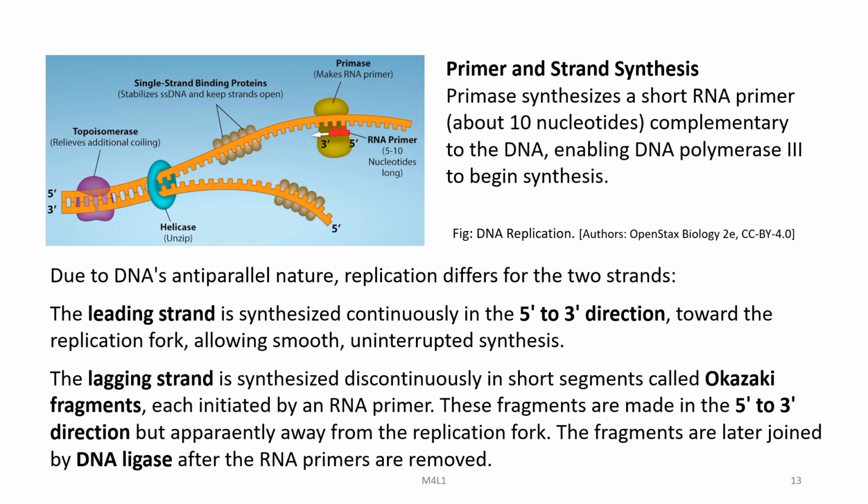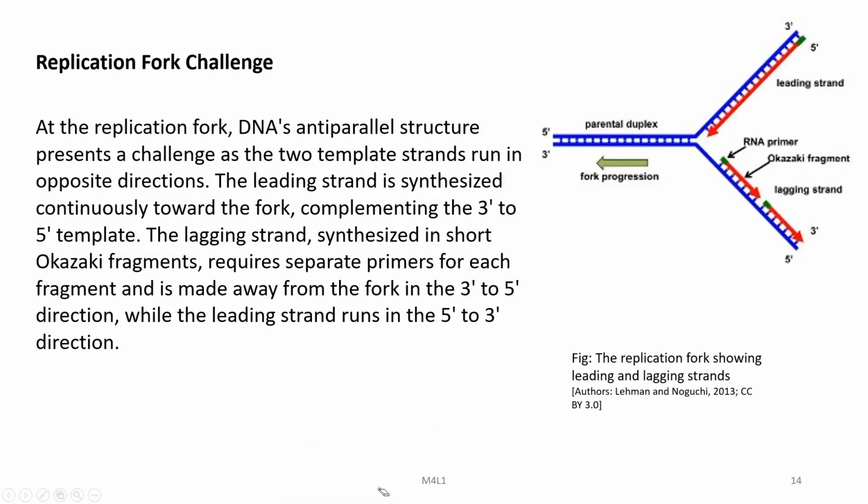Due to DNA's antiparallel nature, replication differs for the two strands. The leading strand is synthesized continuously in the 5' to 3' direction towards the replication fork, allowing smooth uninterrupted synthesis. The lagging strand is synthesized discontinuously in short segments, which we call Okazaki fragments, each initiated by an RNA primer. These fragments are made in the 5' to 3' direction, but away from the replication fork. The fragments are later joined by DNA ligase, which is another important component of this replication machinery, after the RNA primers are removed.